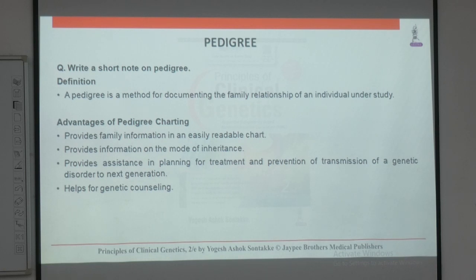And this pedigree analysis we usually do in a way that becomes a very clear tabular chart form, so that in quick time we can analyze how the disease is rolling down in the families. Whenever you are doing a pedigree study, what's the use of this? It provides family information, how the disease is running in families, the mode of inheritance, how the disease is transmitted through these families, and what assistance or treatment can be given to the individual if they are suffering from it.